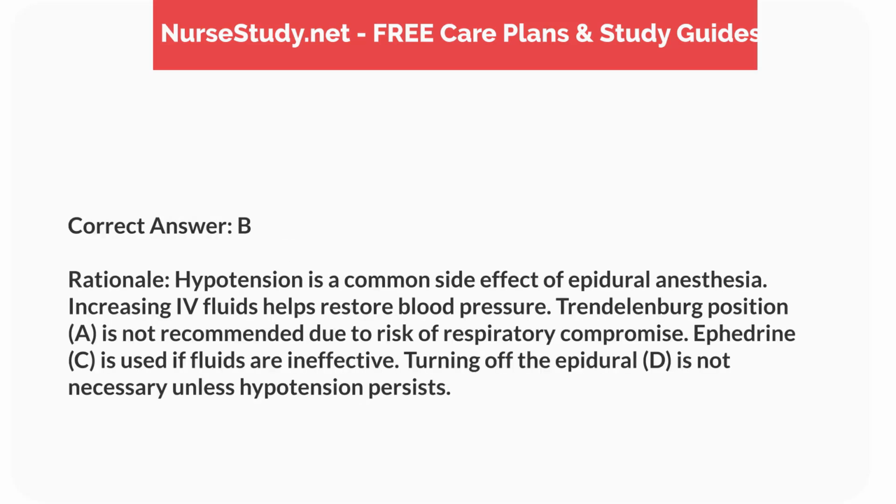Correct answer, B. Rationale: hypotension is a common side effect of epidural anesthesia. Increasing IV fluids helps restore blood pressure. Trendelenburg position, A, is not recommended due to risk of respiratory compromise. Ephedrine, C, is used if fluids are ineffective. Turning off the epidural, D, is not necessary unless hypotension persists.